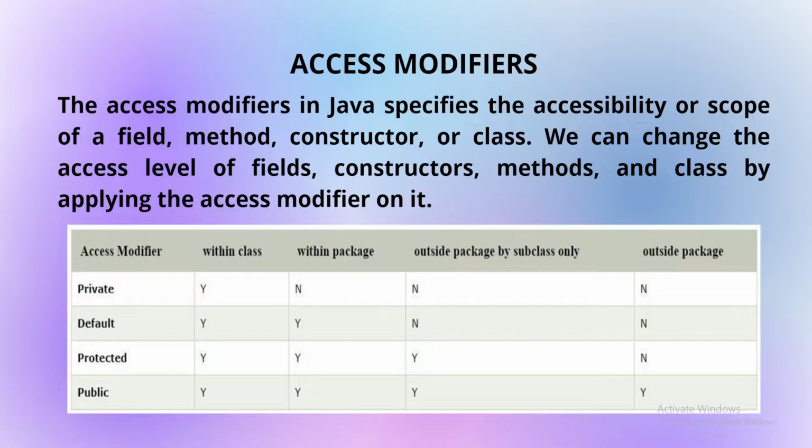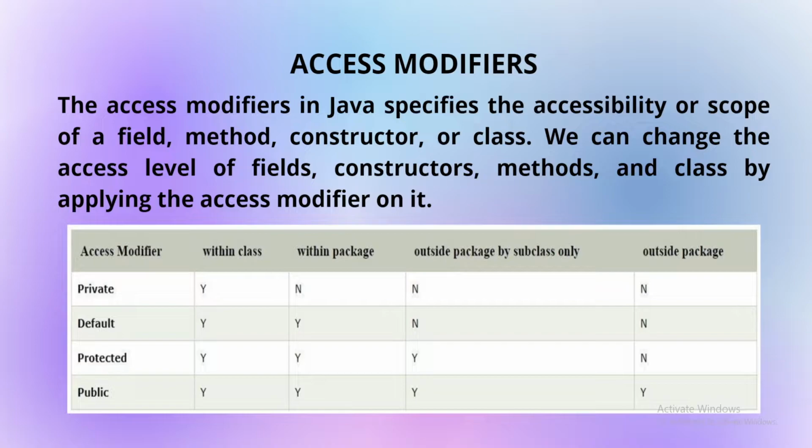So the scope of using that particular variable or method or constructor in that particular program depends on your access modifiers. Here you have four access modifiers: private, default, protected, and public. There's a chart given below here.